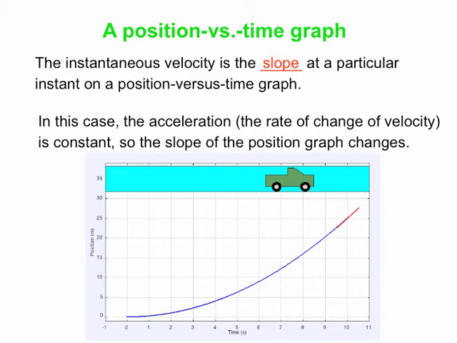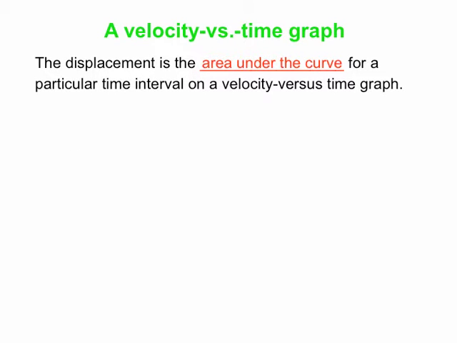Okay, so those are the two different types of graphs you'll see. Nice straight line graph if the velocity is constant, and a curving graph, in fact, is parabolic if the acceleration, the rate of change of velocity, is constant. Let's look at the velocity versus time graphs for those same examples.